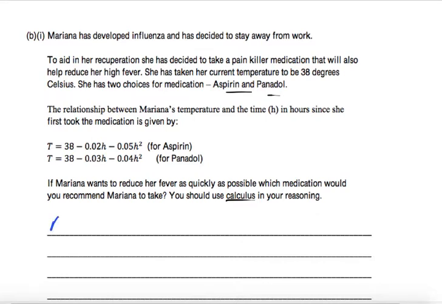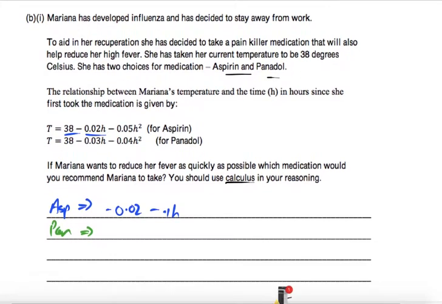So we're going to do aspirin first, and we're going to do the rate of change for aspirin. So we're going to differentiate according to H. That will disappear. That will come to negative 0.02, and this will come to, when you multiply by the power, negative 0.1H. And then we're going to do the same for Panadol. So here's our Panadol one. And when we differentiate this, that comes to negative 0.03, and 2 fourths, negative 0.08H.